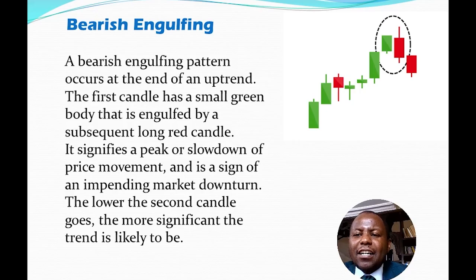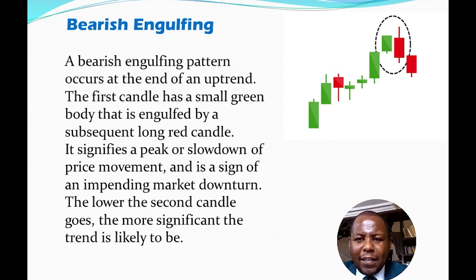There is a bearish engulfing, which is now the opposite. A bearish engulfing pattern occurs at the end of an uptrend. The first candle has a small green body that is engulfed by a subsequent long red candle. It signifies a peak or slowdown of price movement and is a sign of an impending market downturn. The lower the second candle goes, the more significant the trend is likely to be. So you can be able to know what's going to happen based on looking at those candles and seeing how they are behaving.